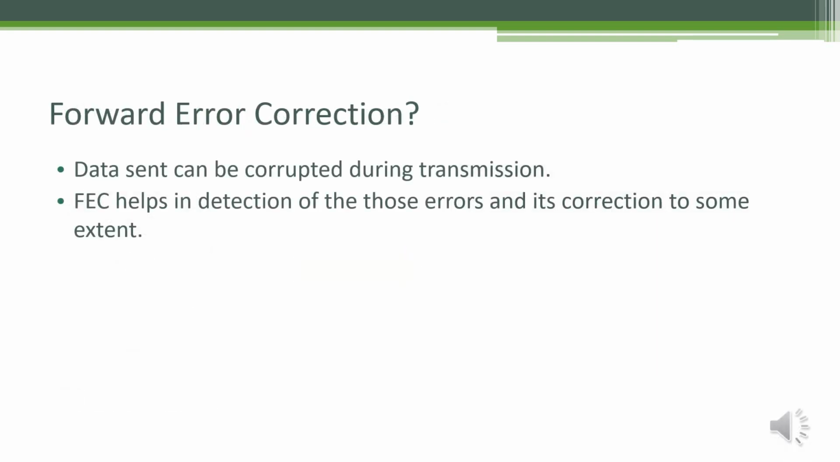What is forward error correction? It is a technique to identify the corrupted information and correct them to some extent. There are lots of error correction mechanisms, and bit error rate is a way to measure its performance.